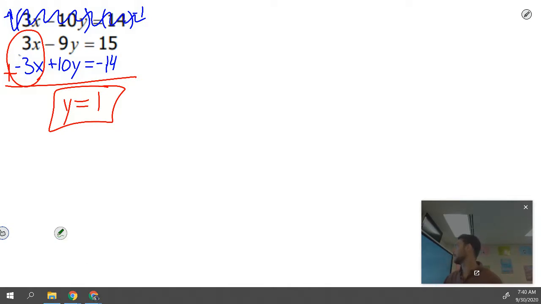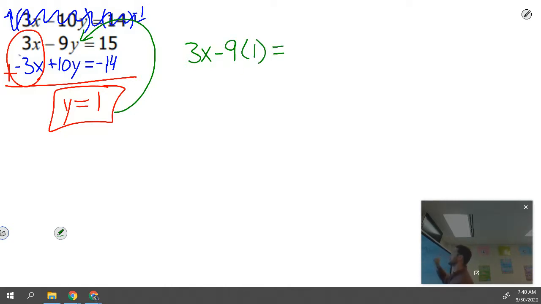How nice is that? So then we'll plug our y in. You can plug it in once again anywhere. You can even plug it into the blue equation that I manipulated. It doesn't really matter. It should work everywhere, as long as you're doing your math right. We'll plug it in here. Why not? 3x minus 9 times 1 is equal to 15. So I just plugged my 1 in for y in that equation.